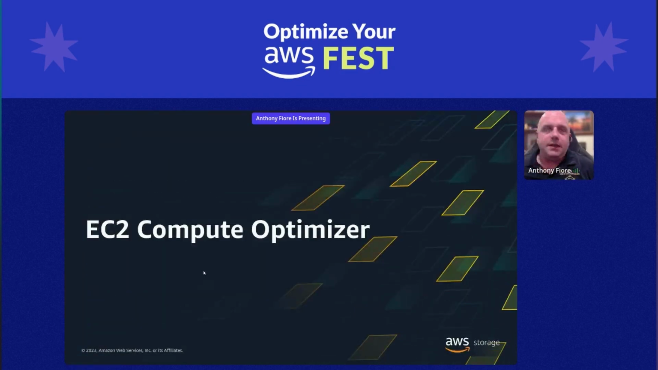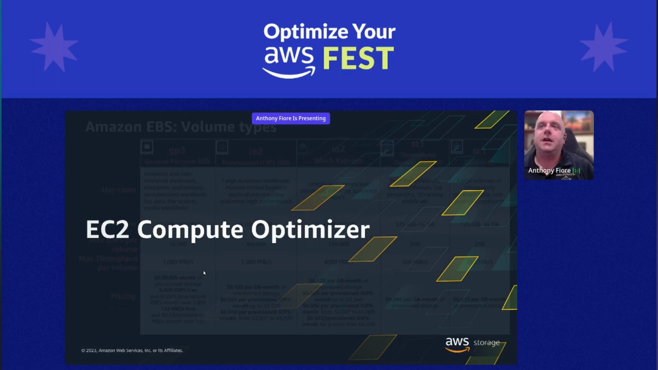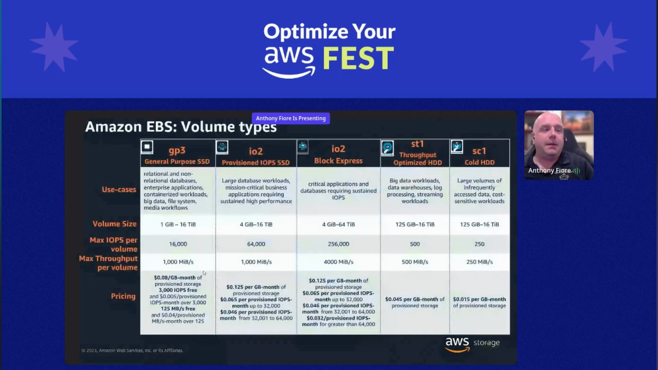So first is EC2 Compute Optimizer. Well, this is a storage conversation. Why are we talking about EC2 Compute Optimizer, Anthony? Well, for the simple reason of the fact that EC2 Compute Optimizer has since enhanced itself to where it's providing recommendations for your EBS volumes, and we'll get into that in a little bit. But I want to start with some of the different volume types we have for EBS.